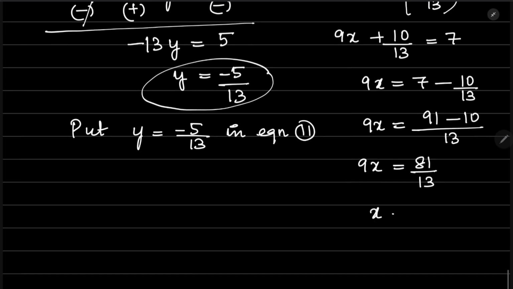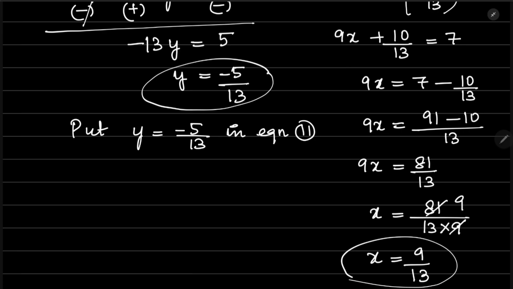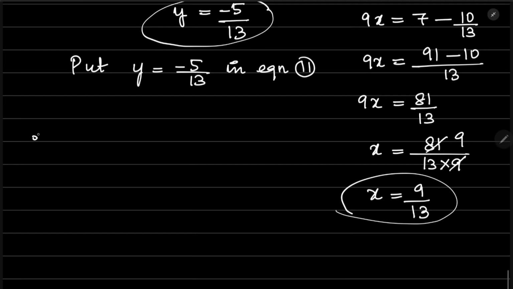So what does x become? x becomes 81 by 13. The 9 goes to the denominator, right? Multiplied by this 9 just comes down. Okay, so it's 13 multiplied. So 9 nines are 81. So what is x? x equal to 9 by 13. So that's your answer. So you can write it. Therefore, x equal to 9 by 13. And what is your y? Minus 5 by 13. This is your final answer.